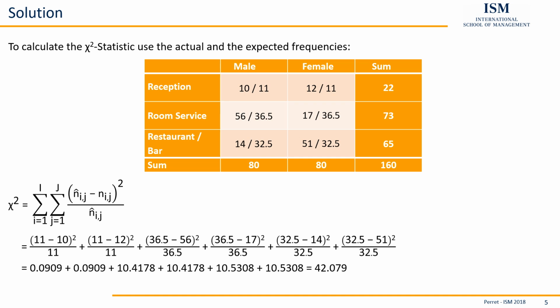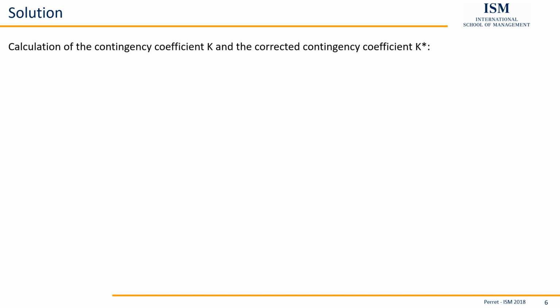We can obviously see this is not a value which lies somewhere in the interval 0 to 1, so we need to rescale this. The first step we can do in this context is calculating the contingency coefficient. The contingency coefficient ensures that the number of observations does not bias our result.